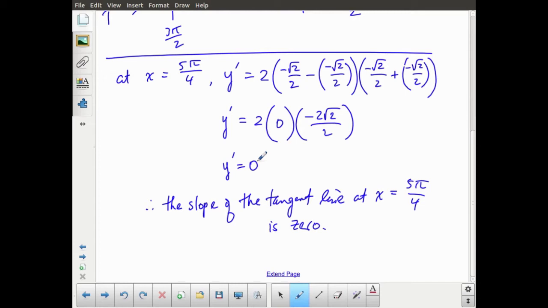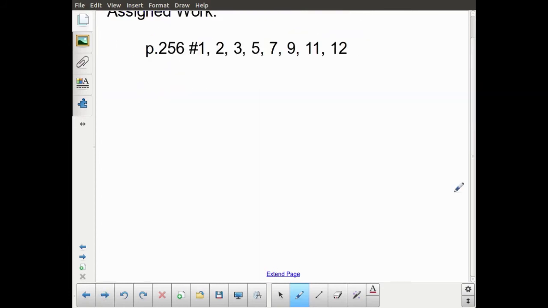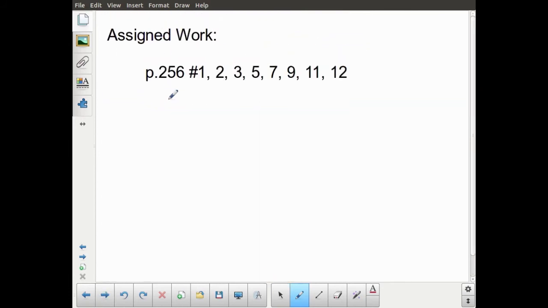And that is it for this lesson. There are some exercises to explore. We're looking right now at sine and cosine. We'll be looking at tangent in an upcoming lesson.